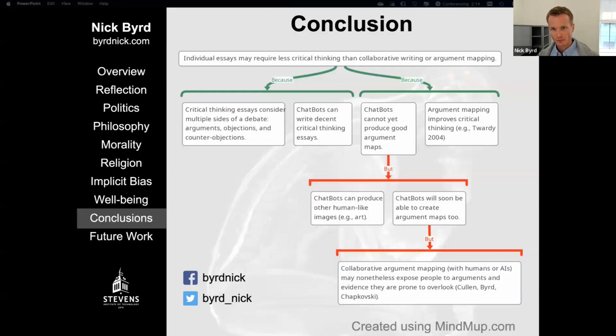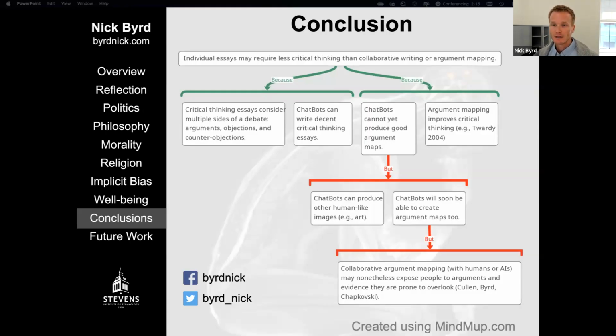And I'm sure all of you are already using those better forms of assessment, but I'll continue laying out the reasons for my thesis. So critical thinking essays consider multiple sides of a debate, arguments, objections, and counter-objections. And chatbots seem to be able to do that, as I alluded to in the talk. Bing Chat, I think, produced perhaps the best essay of all the essays I showed. And chatbots cannot yet produce good argument maps, but argument mapping does seem to be a valuable exercise for humans, at least. Both the construction of argument maps and the consumption of argument maps seem to be beneficial for humans.